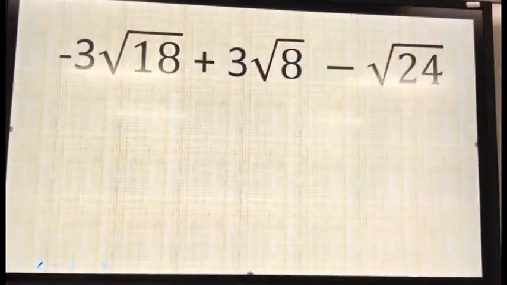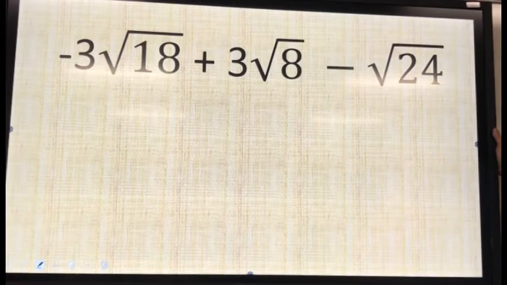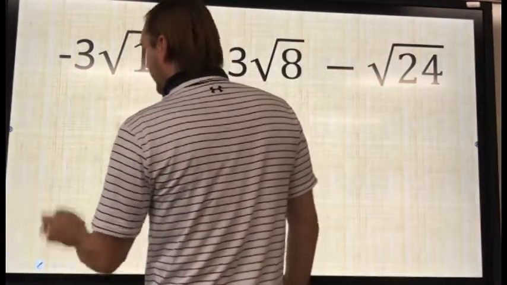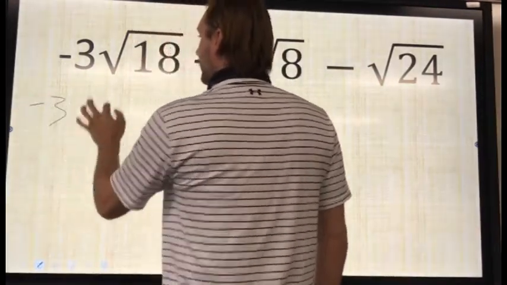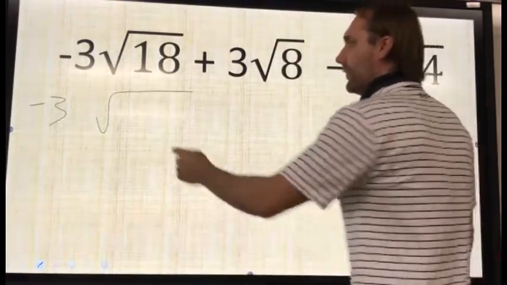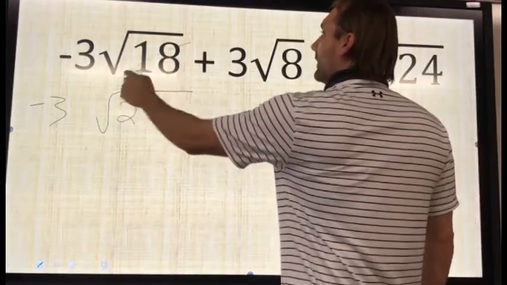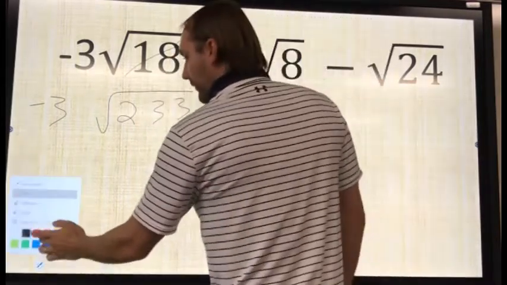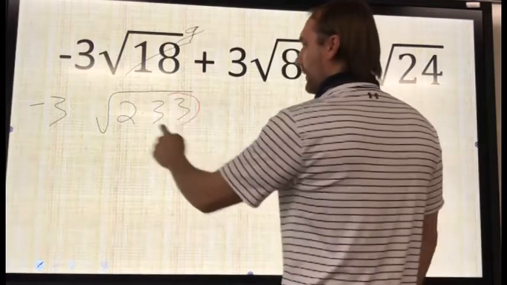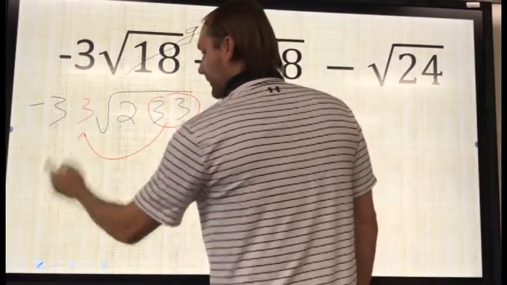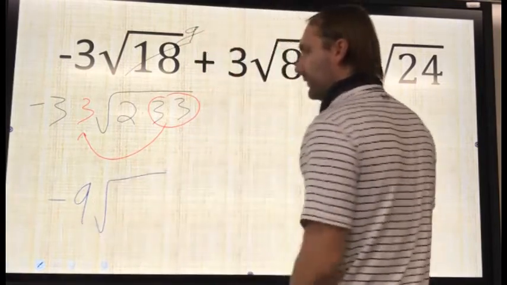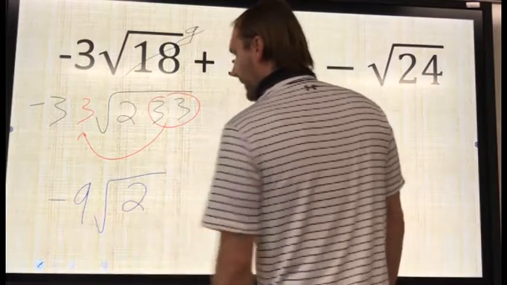Okay. 3 square root of 18 plus 3 square root of 8 minus square root of 24. As they are, can I add them or subtract them together? No. But our first step, we have to simplify. So negative 3, let me simplify 18. So does 2 go in 18? 9 times, right? And 9 is 3 times 3. So what am I circling? The 3's. So a 3 comes out. That gives me negative 9 square root of 2. I did not circle a 2.